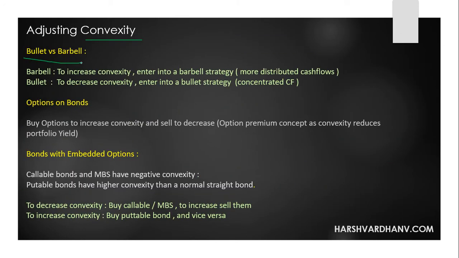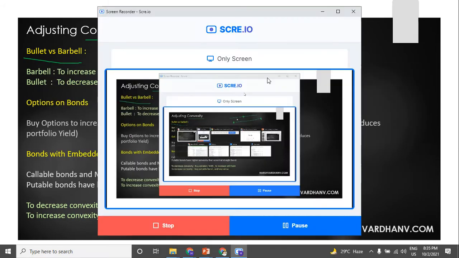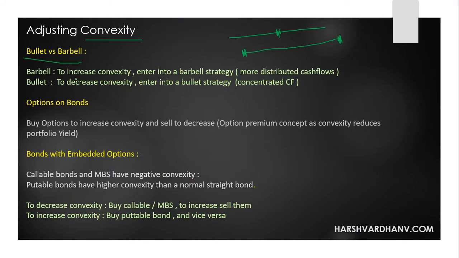The first one is bullet versus barbell. So we know bullet is a concentrated portfolio, and barbell is a portfolio which is balanced between long and short term. Now, what happens over here? So now we are going to manage the convexity. So bullet versus barbell. To increase the convexity, enter into a barbell strategy.